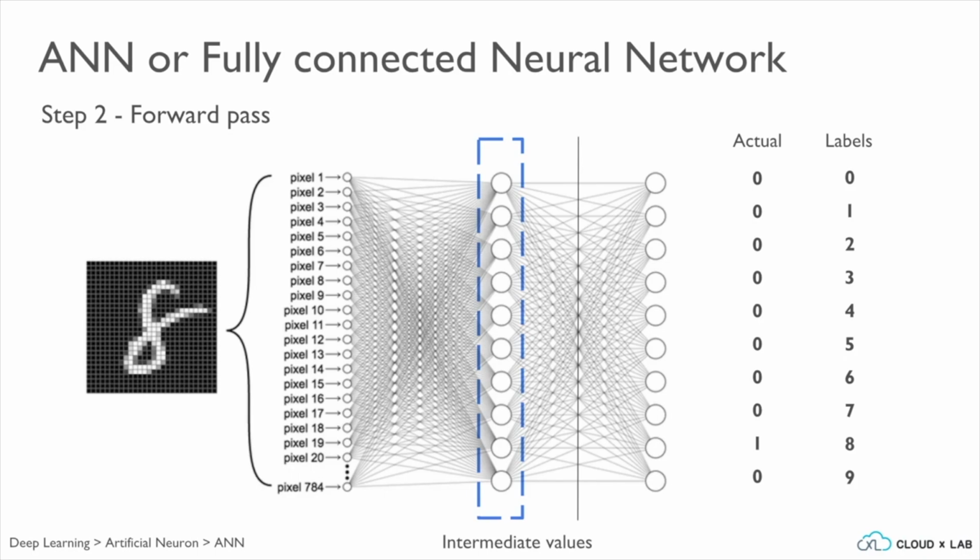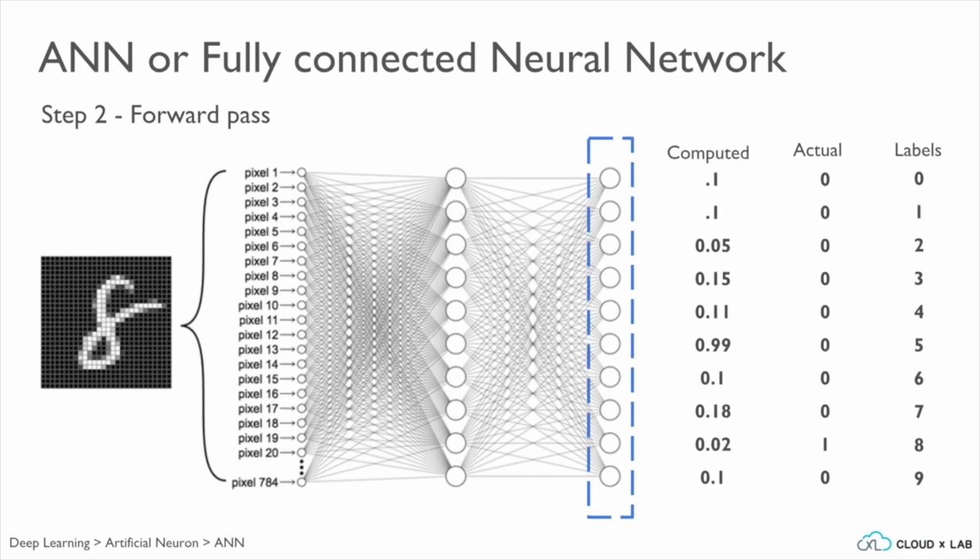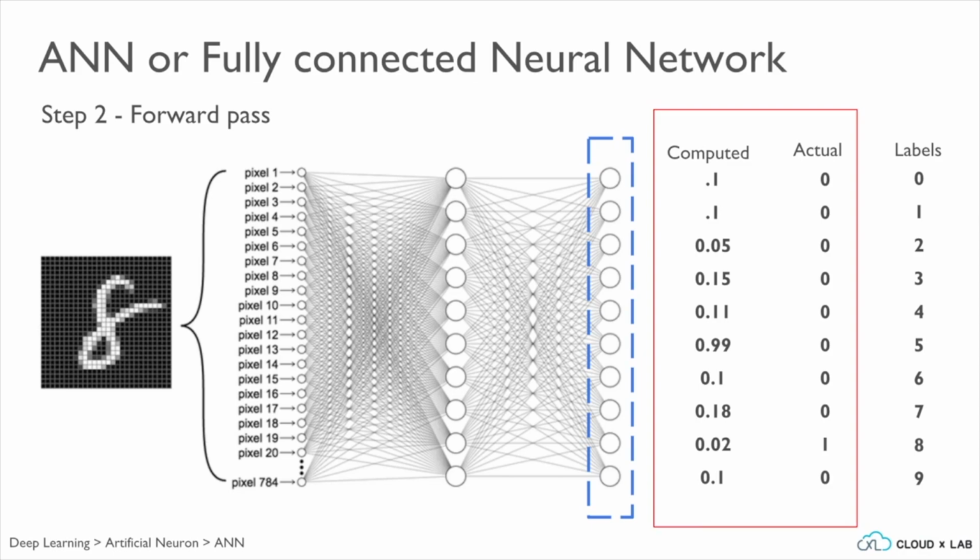And then we calculate the result in the final layer. After the forward pass, we get the computed value for each label and find the error between the computed and the actual probabilities. We now tweak the weights of the last layer by freezing the values of weights and biases of the other layers using the gradient descent technique.